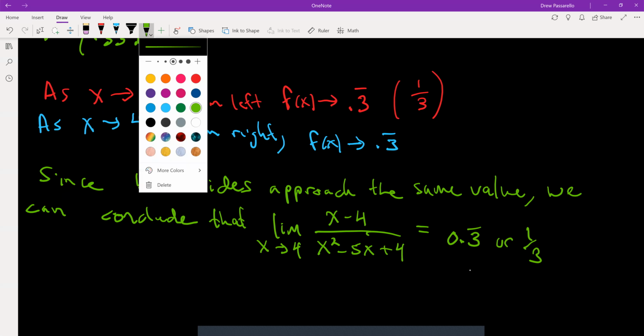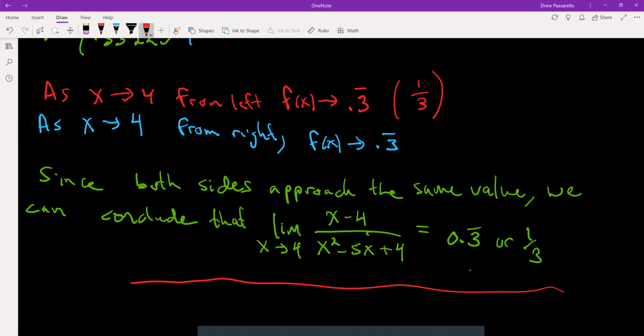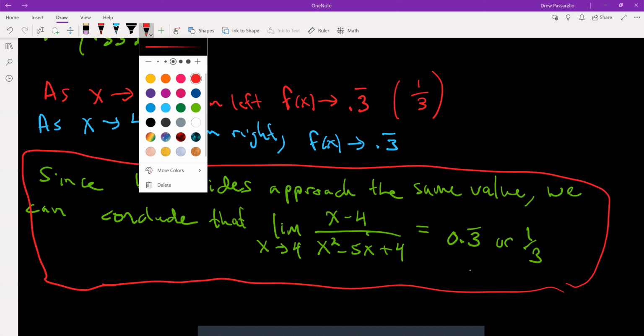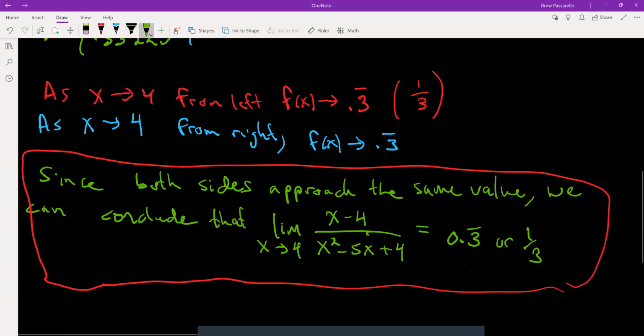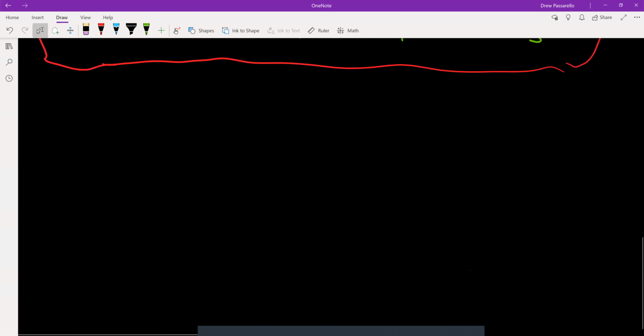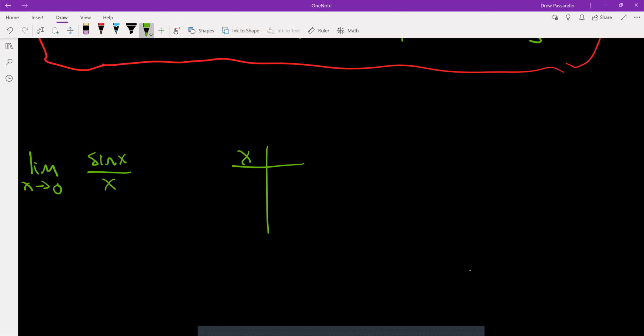Okay, so that's going to be the answer. And I'm going to do the same idea just for the other one, the limit of sine of x over x. So again, I make a table, and this time I want it to be getting closer to 0. So I'll make my table. So I have x and then f of x.